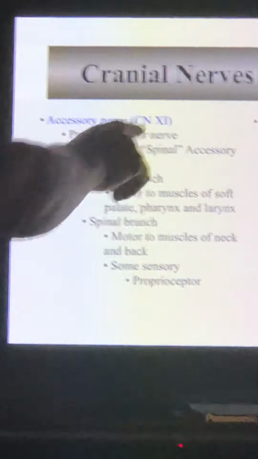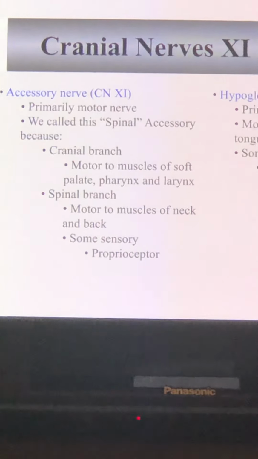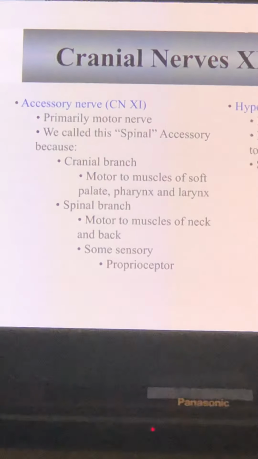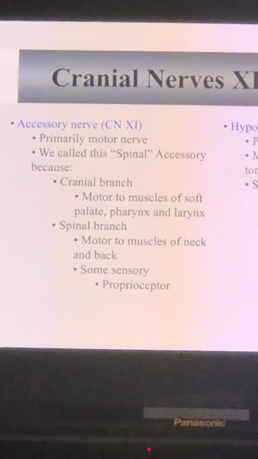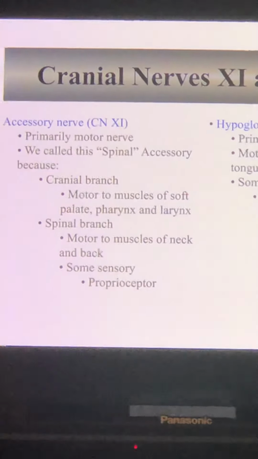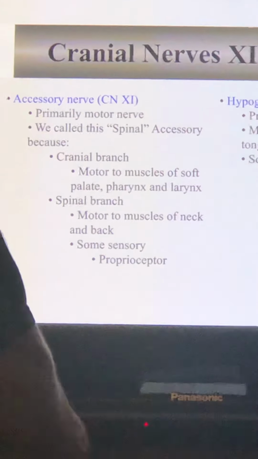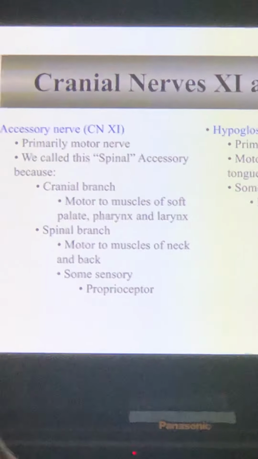Cranial nerve 11, the accessory nerve, actually supplies your trapezius muscle and your sternocleidomastoid muscle. Those were muscles on your lab test. So we had someone shrug their shoulders against resistance. If they can't do that on one side, they have a problem with this nerve. Again, motor to the trapezius.